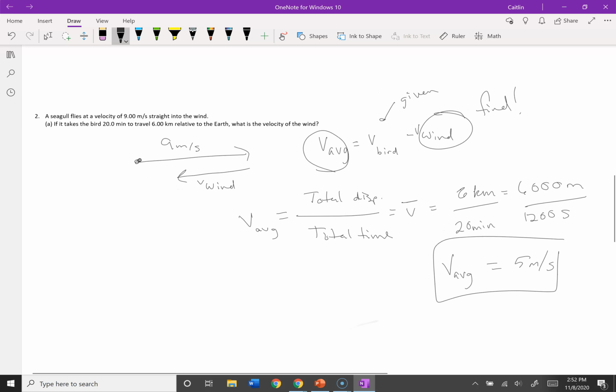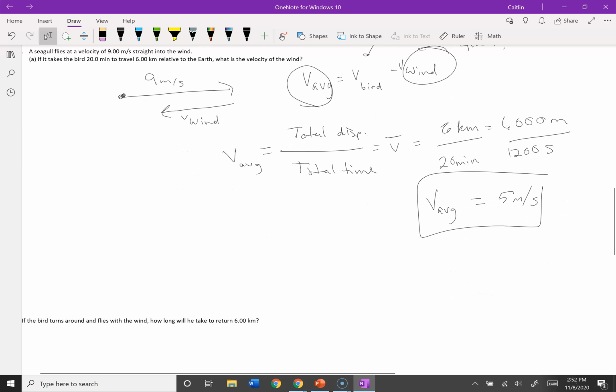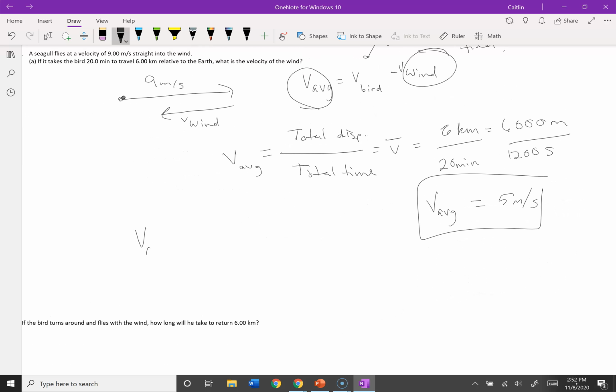Okay, so then I'm going to use that V average, the V bird, and I'm going to try to calculate the V of the wind using that equation we talked about at the beginning. So that means 5 will equal 9 minus V of the wind. So V of the wind comes out to be 4 meters per second.